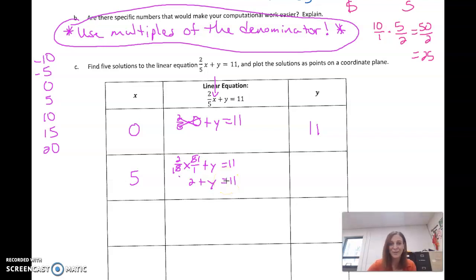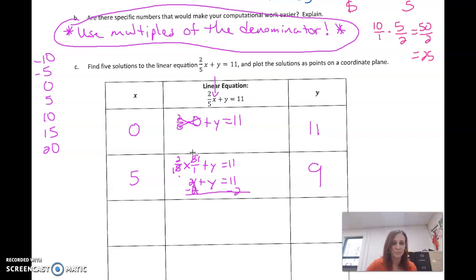Sorry, a little interruption there. 2 plus what number is 11? So if you know it's 9, okay. If we don't know that this is 11, remember, you can always subtract, and you can see 11 minus 2 is 9. Here is the power of using multiples. Do you see how the fraction went away?